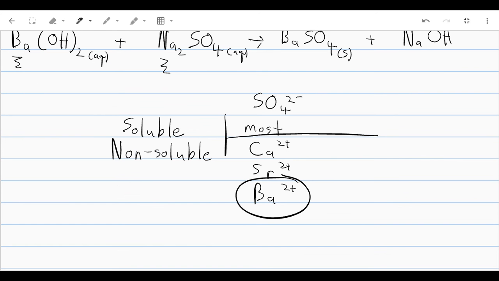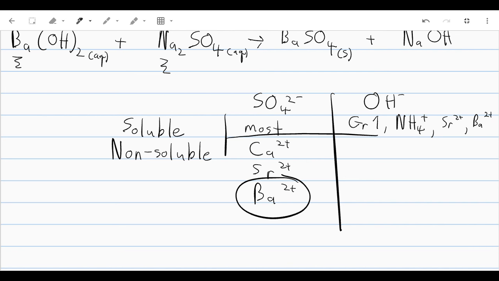Okay. Then, just for completion's sake, let's take a look at our hydroxides. Under soluble, we have group 1. We have NH4+. We have strontium. And we have barium listed explicitly. Okay, so this means that this has to be aqueous.